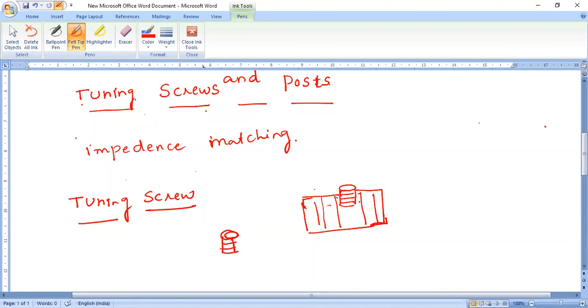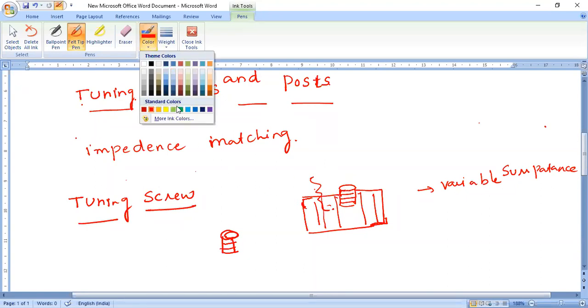So it gives a variable amount of susceptance. It may be inductance, it may be capacitance. That's why it is called a variable amount of susceptance. So if the screw is inserted, the susceptance depends upon the depth of penetration, that is, how much the screw is inserted into the waveguide.